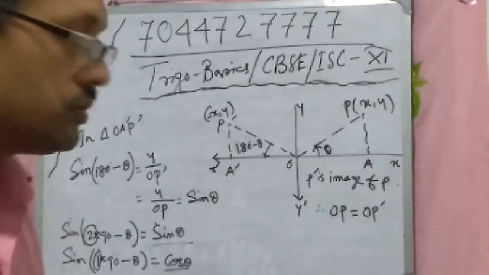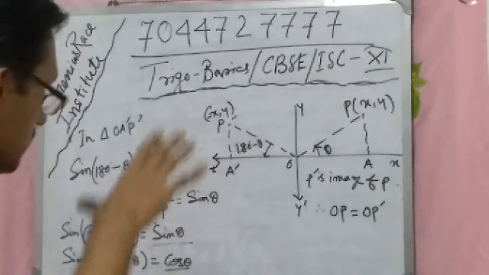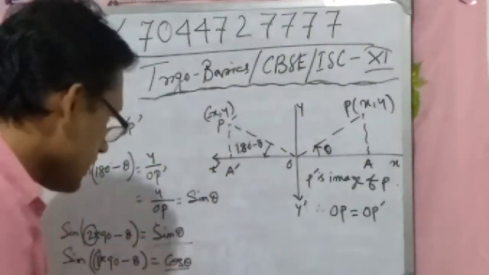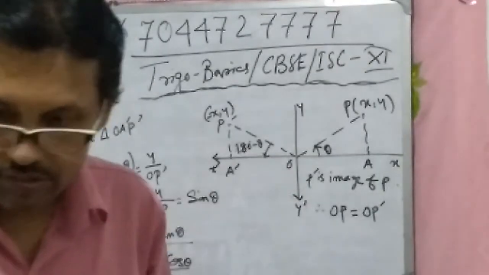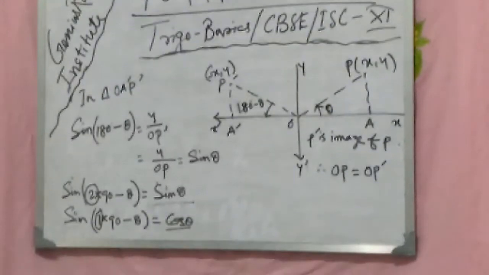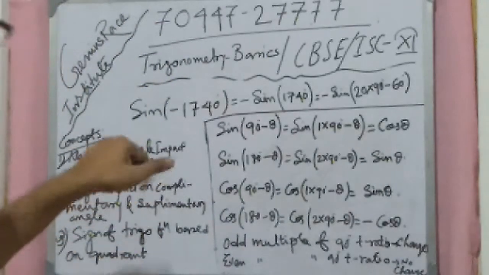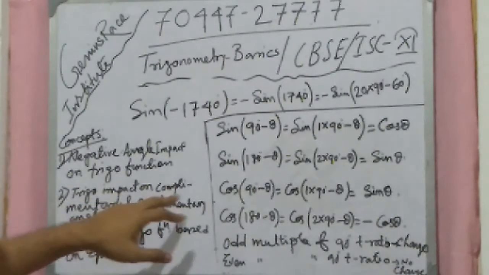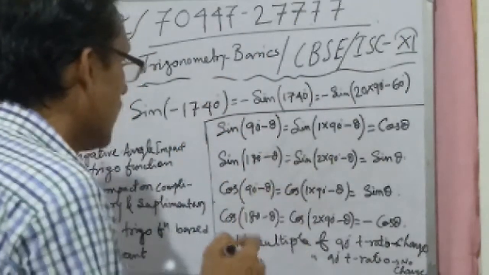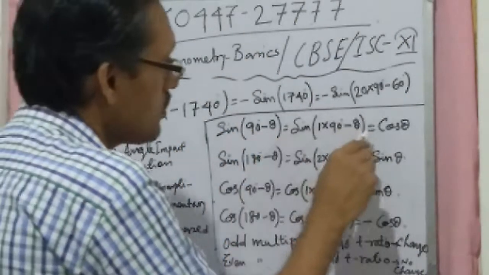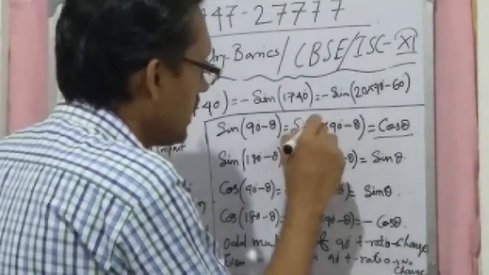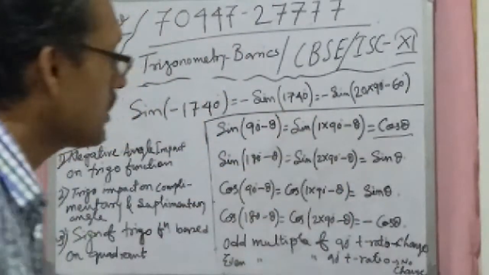Okay, so let's move on to the main content question that we were discussing earlier. The next part: the impact of trigo on complementary and supplementary angles. Here we already know from the class 10 concept that sine of 90 minus theta equals cos theta. Now one modification we can do is that sine of 1 into 90 minus theta will be the same thing.